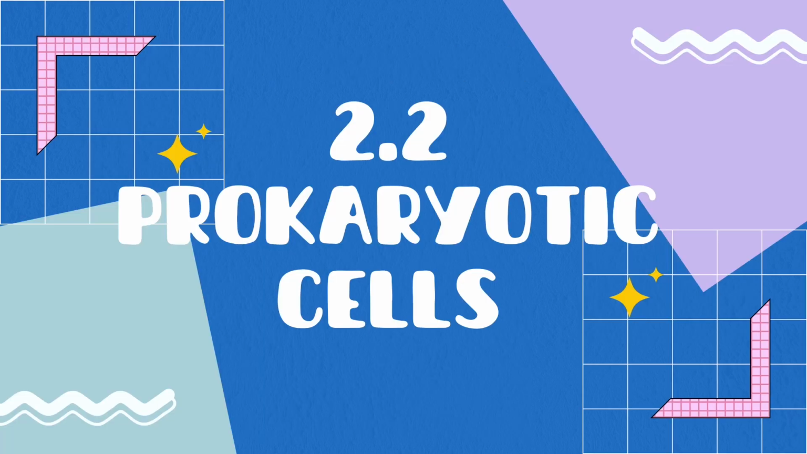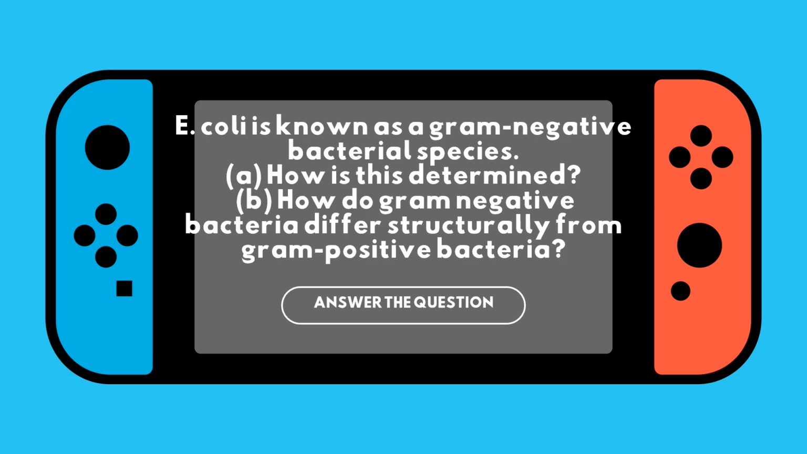So now we will be moving on to prokaryotic cells and all their different components. So let's start with the cell wall. So this question says, E. coli is known as a gram-negative bacterial species. So the first question is, how is it determined? How is it determined whether a bacteria is gram-negative or gram-positive? And how do gram-negative bacteria differ structurally from gram-positive bacteria?